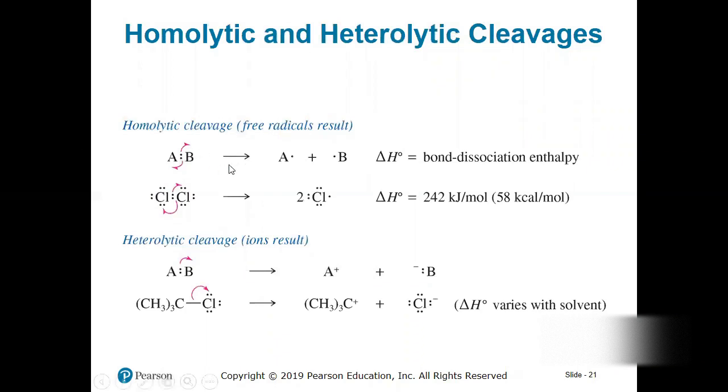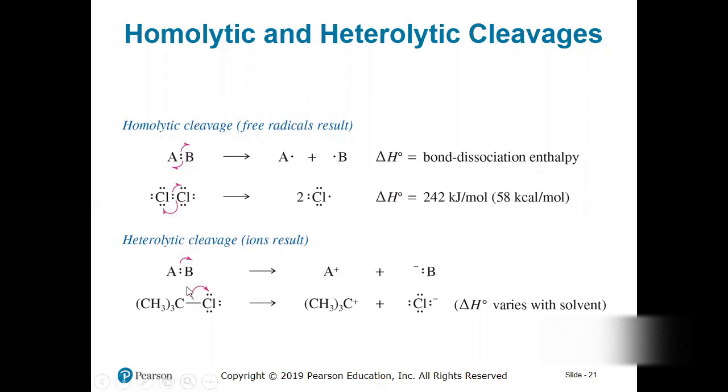So in the homolytic cleavage here, you could see that the two electrons shared between the A and B are evenly distributed back to the two atoms. And that's what you see here. That's a radical formation from this homolytic cleavage. Same thing applies to the chlorine example. You can see here that we are getting two chlorine radicals.